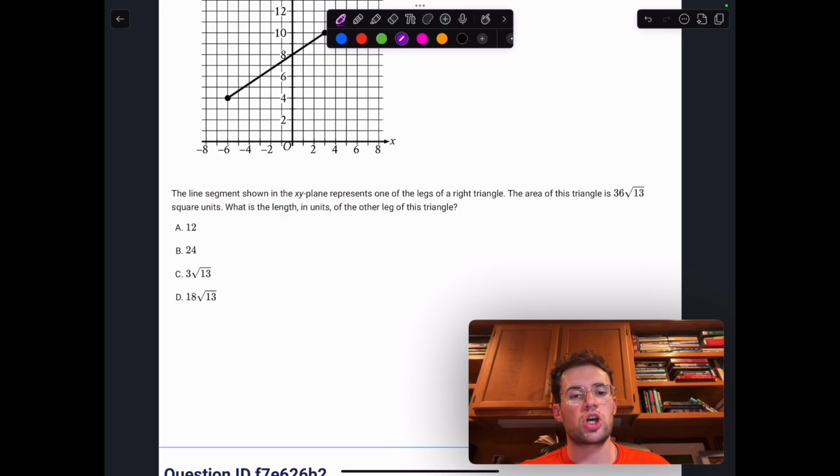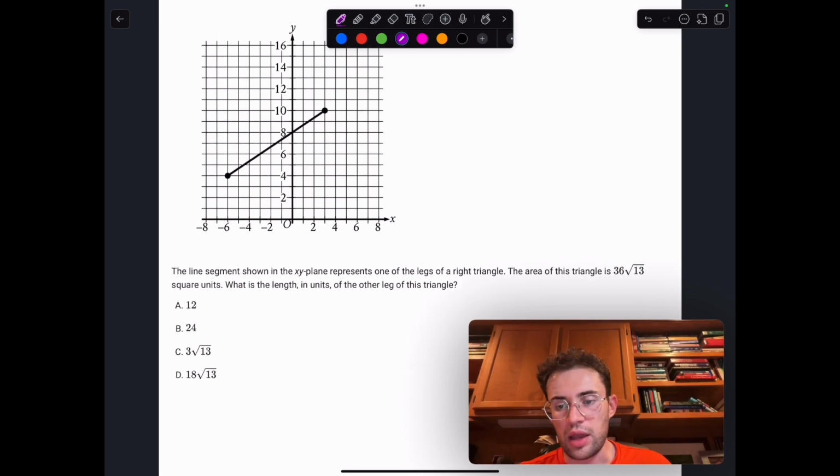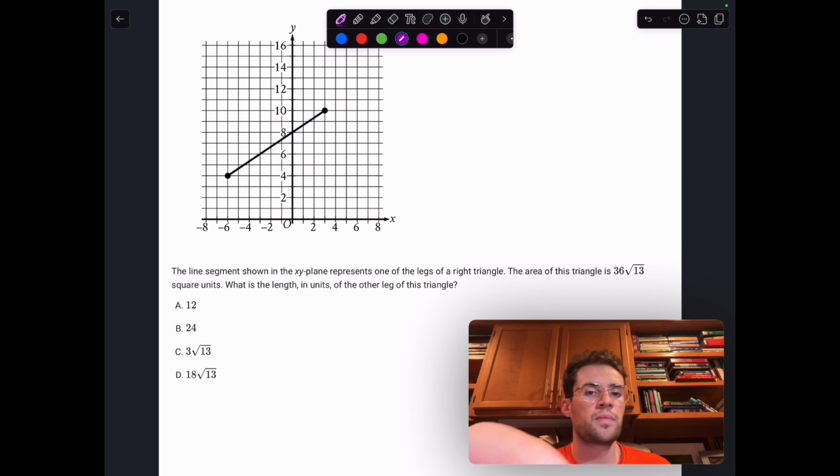The line segment shown in the xy plane represents one of the legs of a right triangle. The area of this triangle is 36 root 13 square units. What is the length in units of the other leg of this triangle? All right, so first we have to find the length of this.